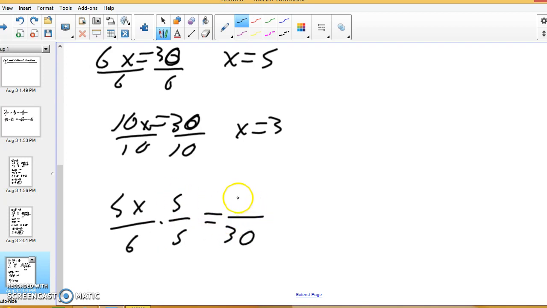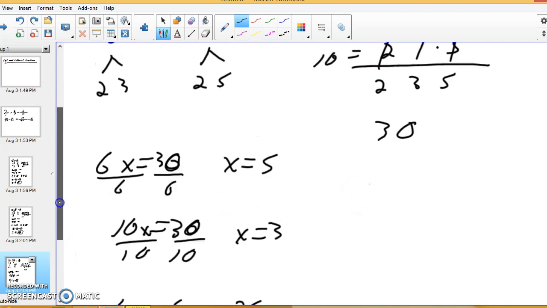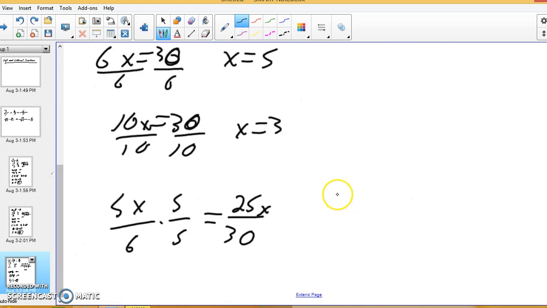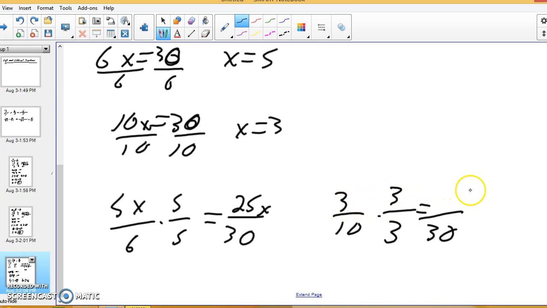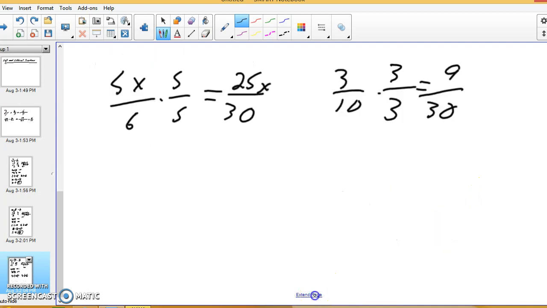So we'll multiply the top by 5. So that is 25x, and we can't forget the x. And then with 10, so we have 3 over 10 multiplied by, again, 3, because that will give us our least common denominator of 30. 3 times 3 is 9, so 9 over 30.